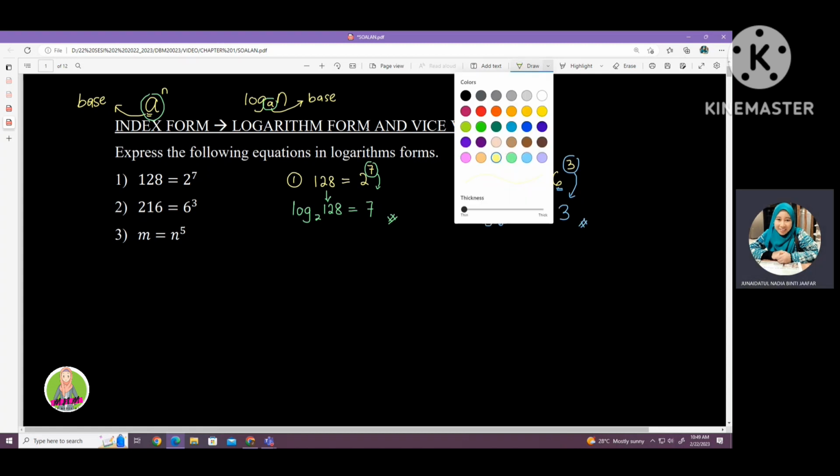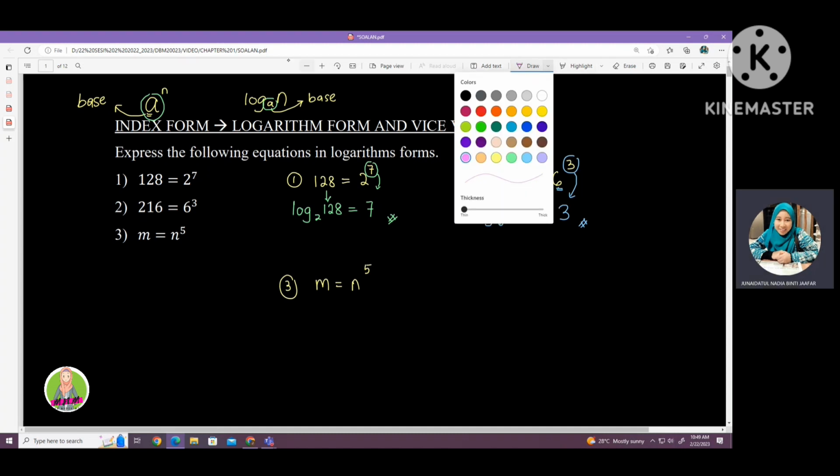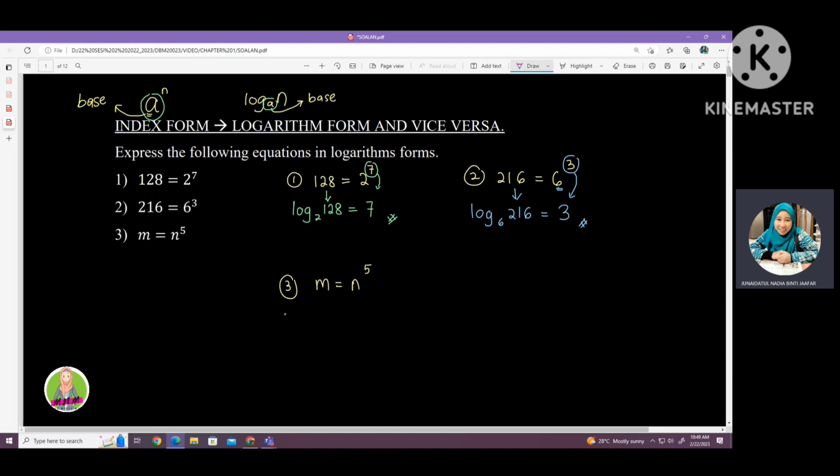Okay, and for the last example, m equals to n to the power of 5. So, kita tulis log m base n equal to 5. Okay. So, itu adalah contoh macam mana nak convert daripada index kepada log form.